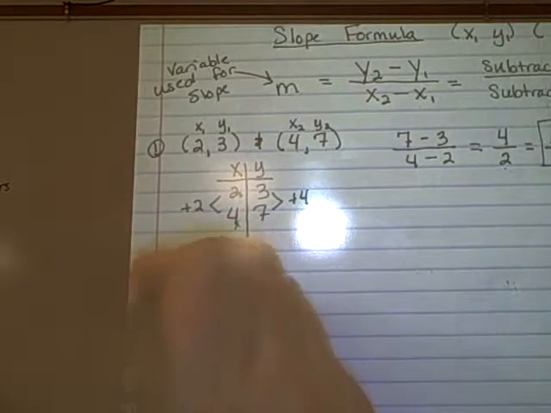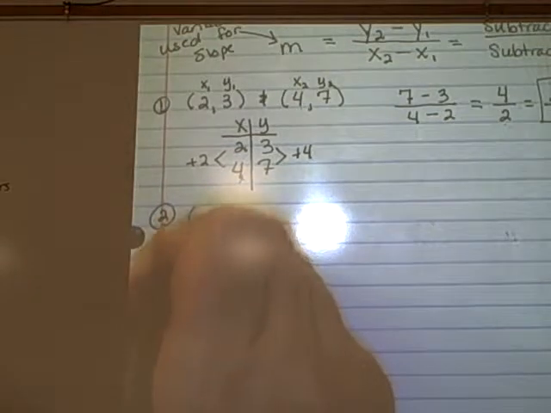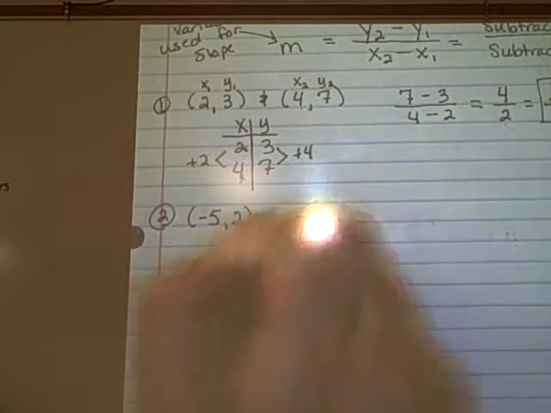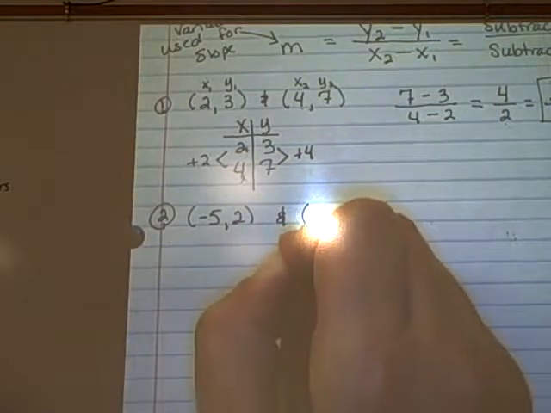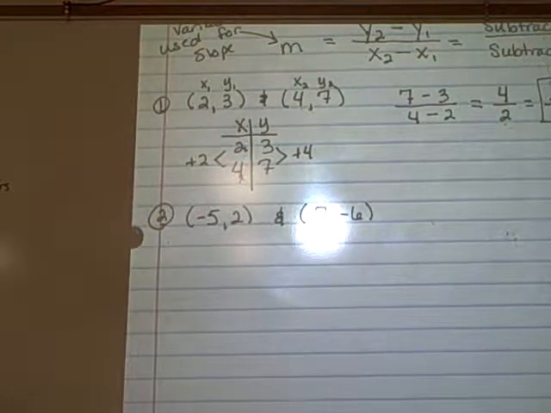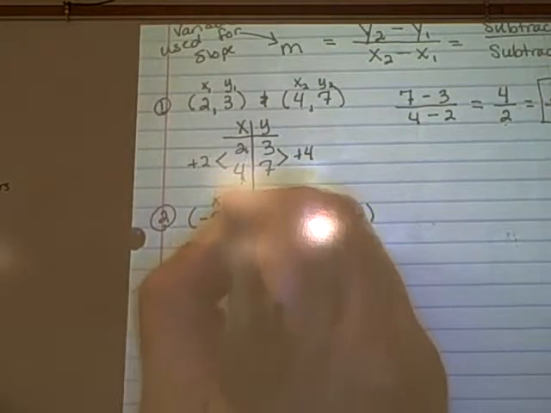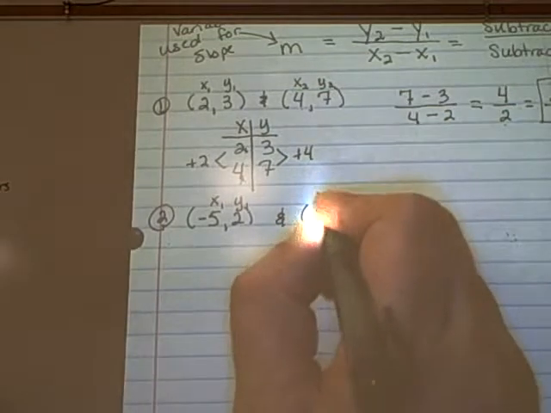Number 2. Number 2 is going to be negative 5, 2 is the first point. 7, negative 6 is the second point. Okay, so this one's going to throw a few kinks in the formula for you because you've got negatives here. And sometimes when you subtract a negative, you guys mess that up a little bit. So please use your calculators. This is x1, this is y1, this is x2, this is y2.